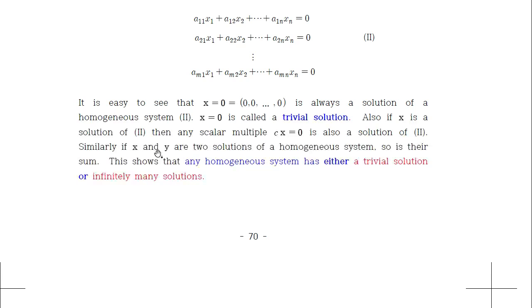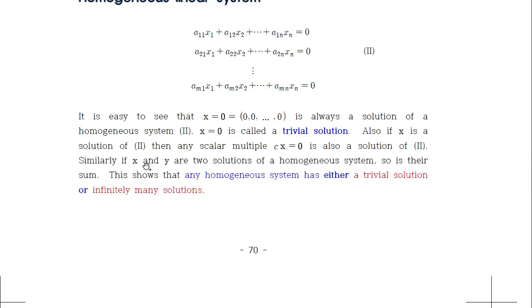Also, if we have two solutions of a homogeneous system, the sum of these two solutions is also a solution of that same homogeneous system. If Ax is equal to 0 and Ay is equal to 0, then x plus y is also a solution, because A(x plus y) is equal to Ax plus Ay, which is 0 plus 0, which is 0. So x plus y satisfies the homogeneous linear system. It is a solution too.